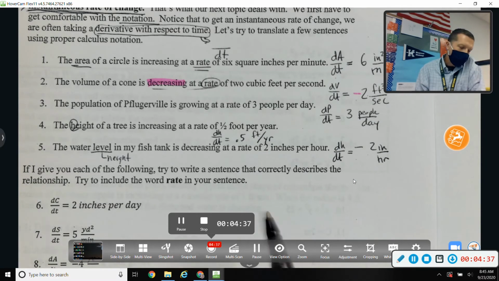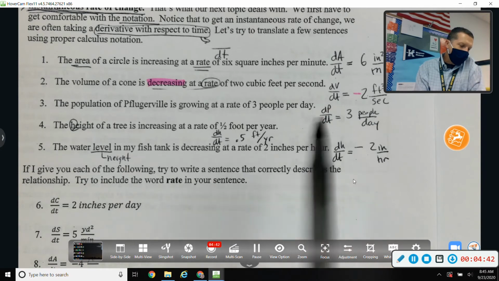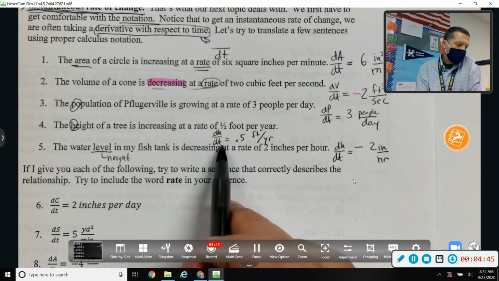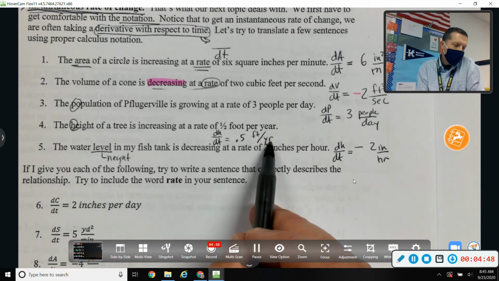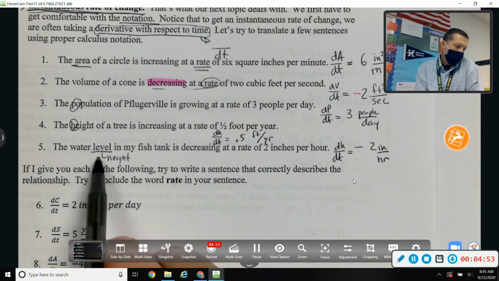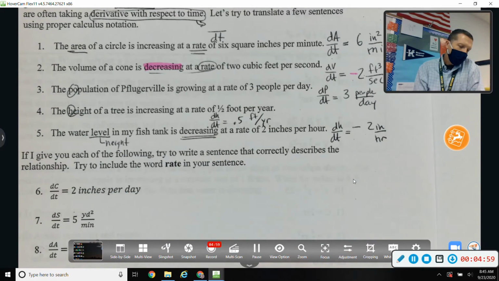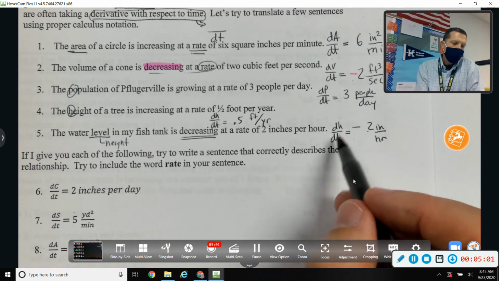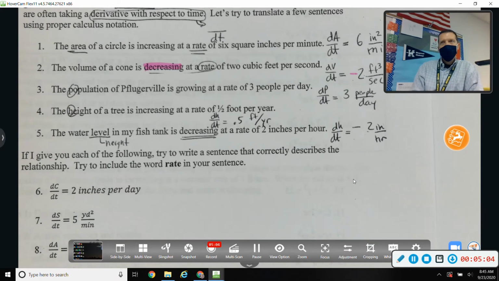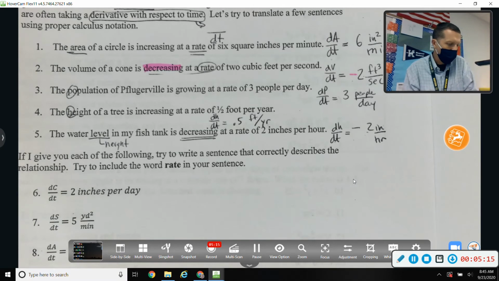So there's the 3 that we didn't do. 3 people per day is dP dt if you want to use population. Height of a tree, dH dt, is half a foot per year. Again, you can make sure the units match up. Height is in feet, time is in years. The height or level in the fish tank is decreasing, again a decreasing, at a rate of 2 inches per hour. Height per time, inches per hour. So the first part of working these problems, we're not even working the problems yet, is understanding the information that they give you and putting it into a calculus type notation.